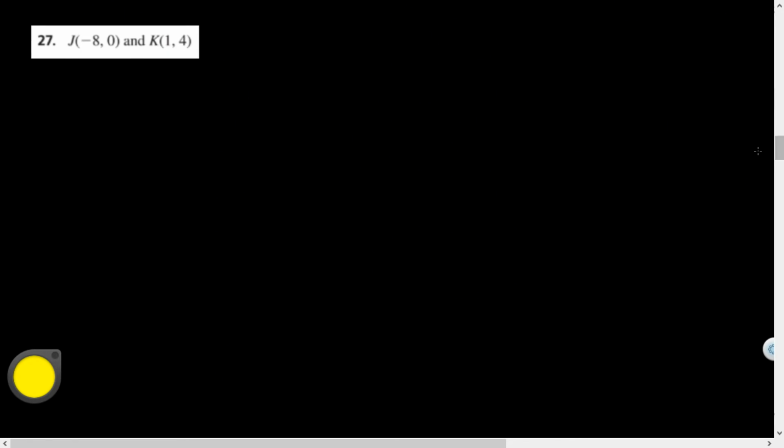Let's see. Oh, 27. I didn't read the instructions. They just wanted the distance, right? I believe. Distance formula is a cousin of Pythagoras and his theorem. x2 minus x1 all squared plus y2 minus y1 all squared, and then root that whole thing.